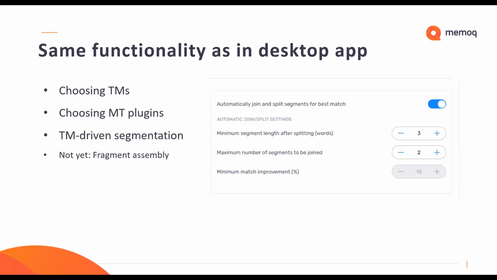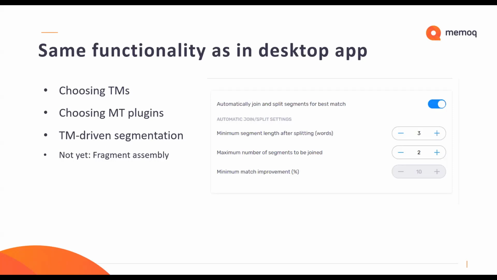This has been available in local projects for a while. It was then broken for a little while, and then it was reintroduced, and now it is available in online projects as well. You can set up the smallest segment you allow memoQ to create. Right here, it's 3 words. You most probably don't want to split up your segments into single words, even if there is a match for them. You can also change how many segments memoQ tries to join.